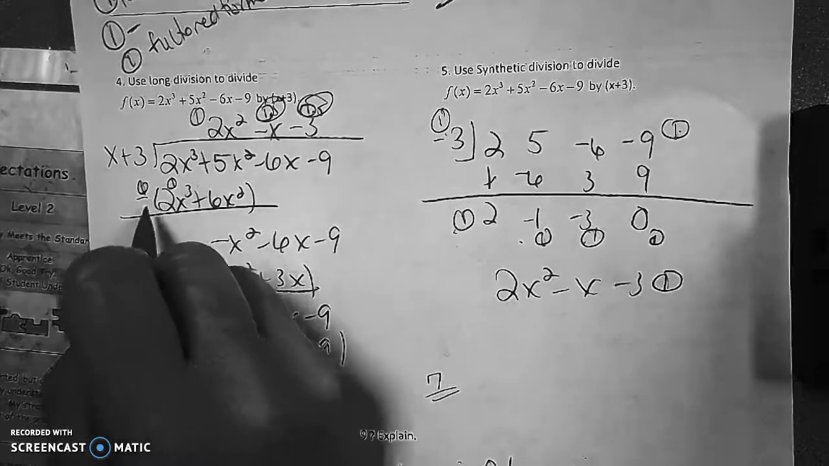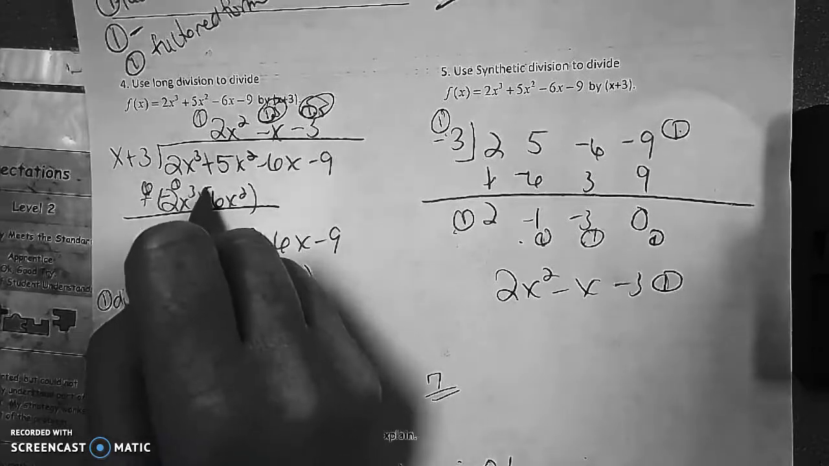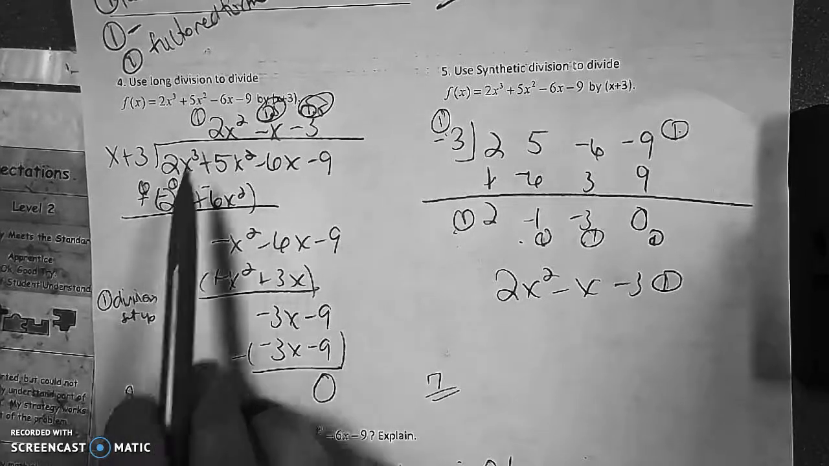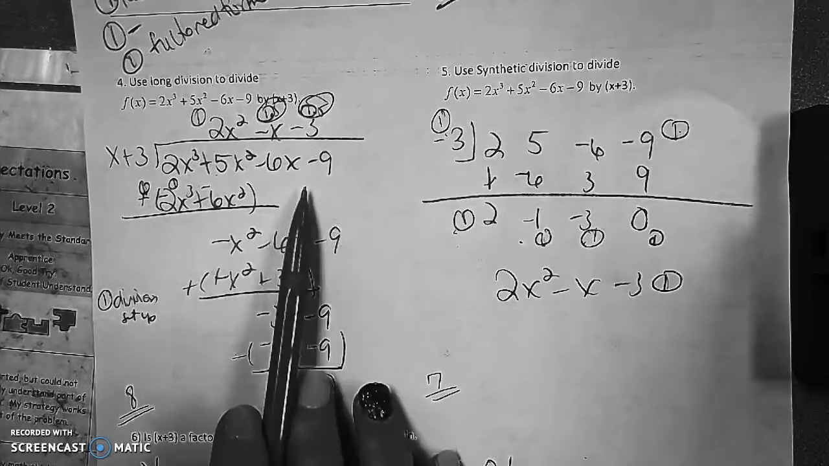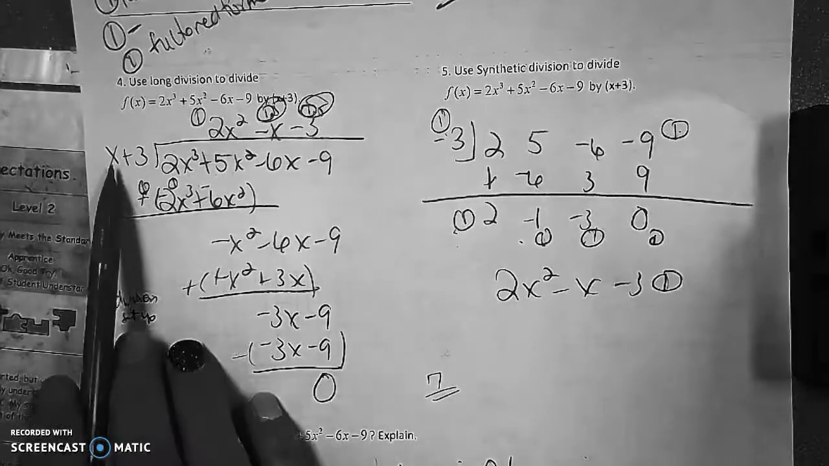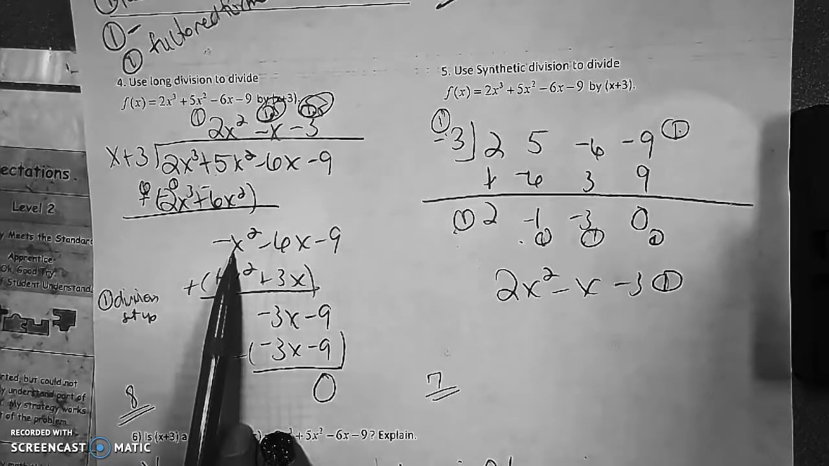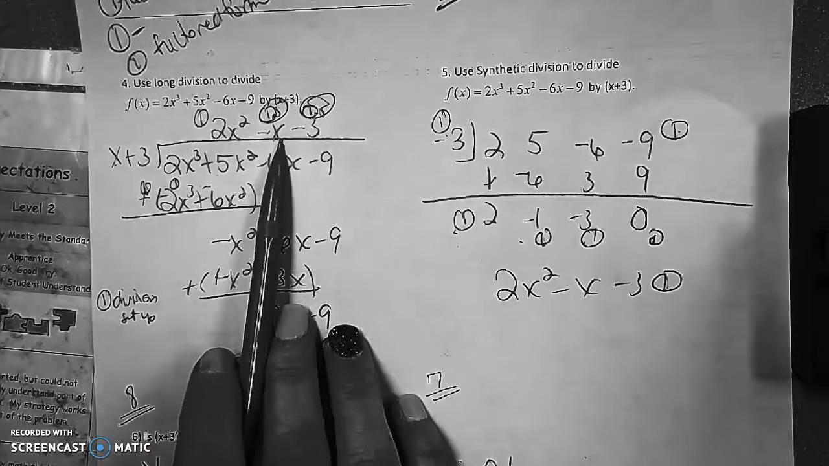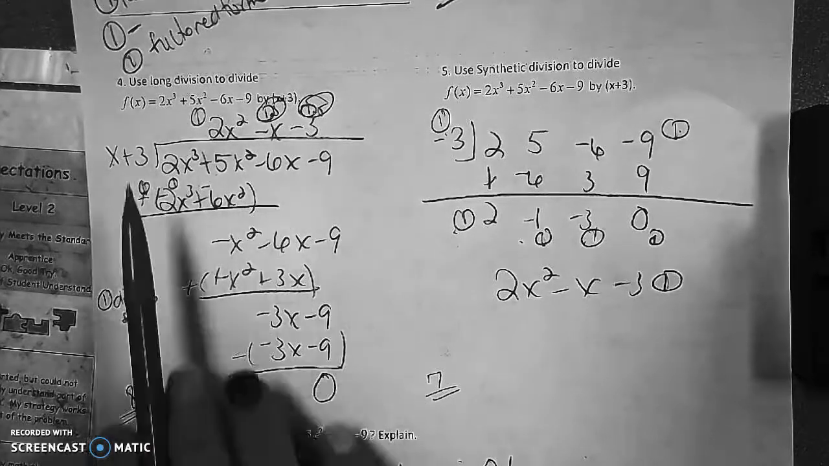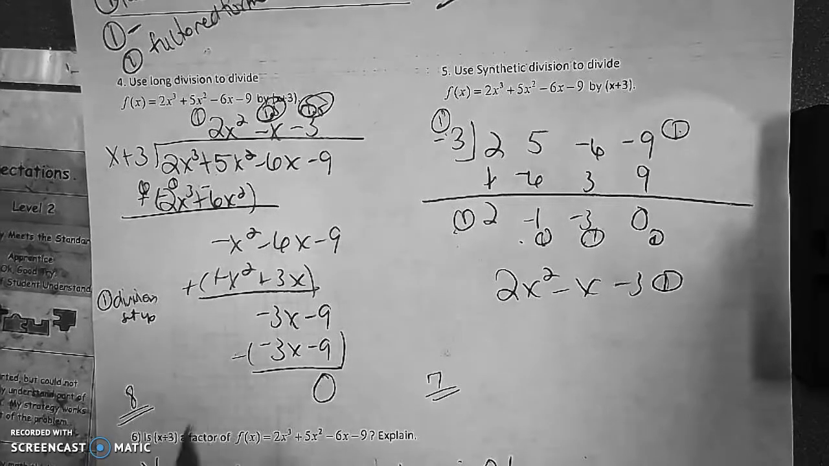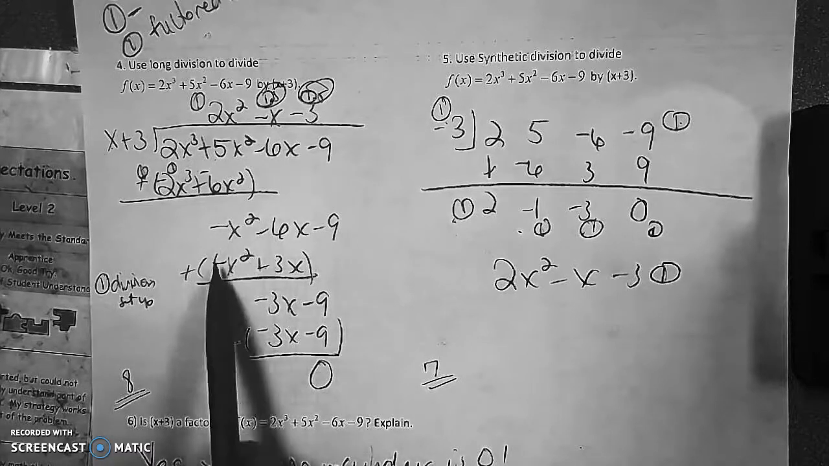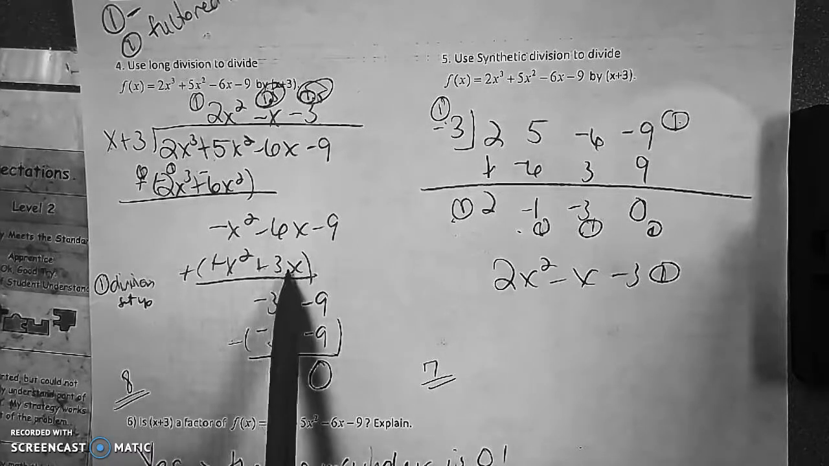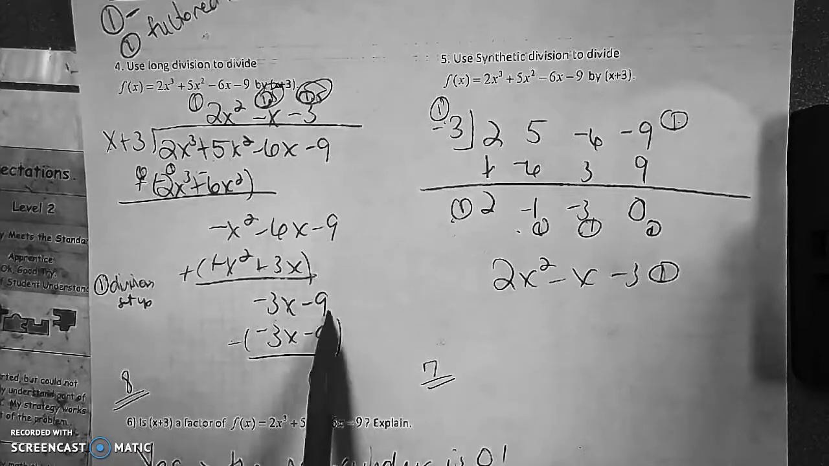I then subtract, and I like to change this to addition and distribute my negative. 2x cubed minus 2x cubed, they cancel. 5x squared minus 6x squared is a negative x squared, and I bring down what's left. Then the process repeats. What do I multiply x by to get negative x squared? Well, the answer is negative x. I multiply negative x times x squared, negative 3x. But then I change that to addition and distribute my negative, which is why you see here a plus and plus and plus. Negative x squared plus x squared, those cancel. Negative 6x plus 3x is negative 3x, and then I bring down the minus 9.